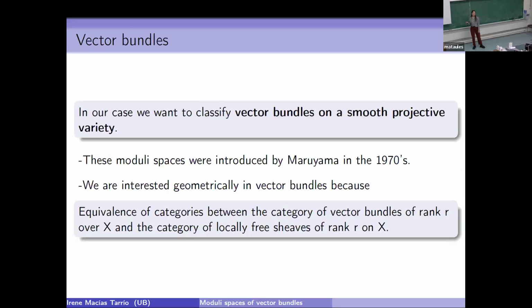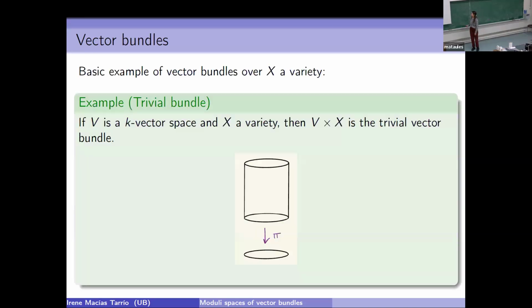So in our case, the objects that we want to study are vector bundles, and vector bundles over projective varieties of dimension n. This kind of moduli space was introduced by Mumford in the 1970s. For the geometrical interest, I will not talk about schemes, but just for you to know that we are also interested in this because vector bundles can be treated as locally free sheaves. So just for you to know.